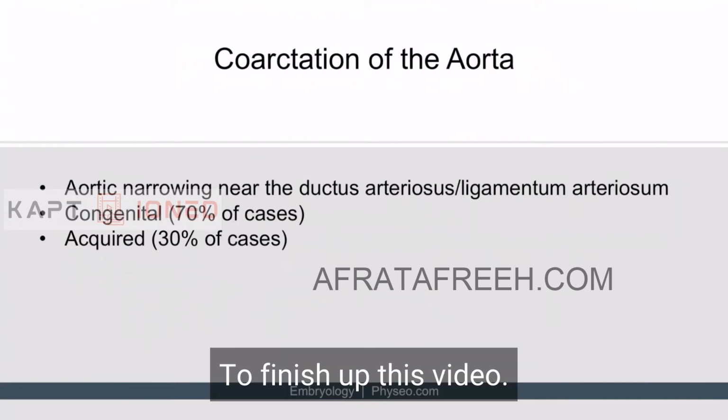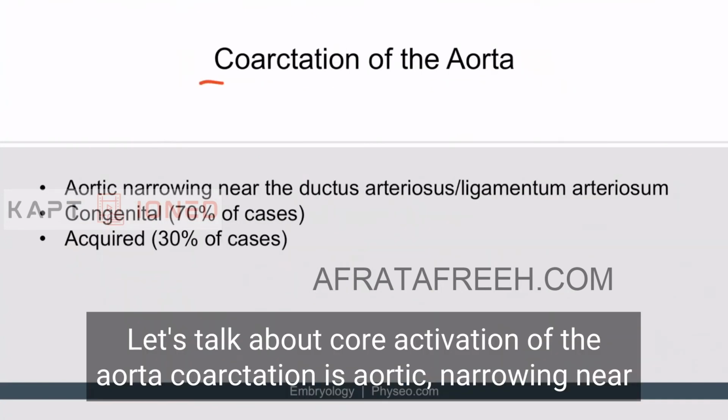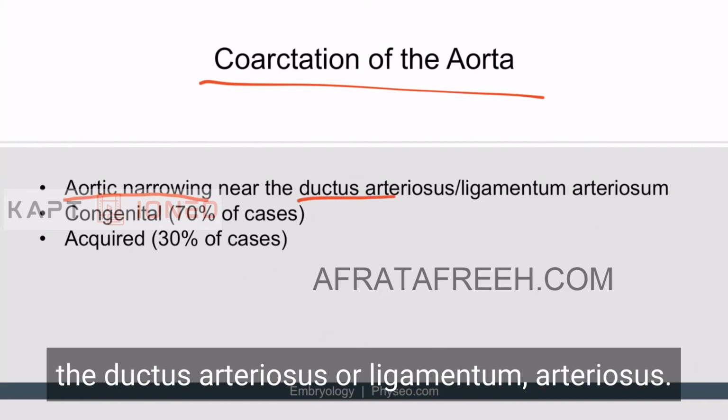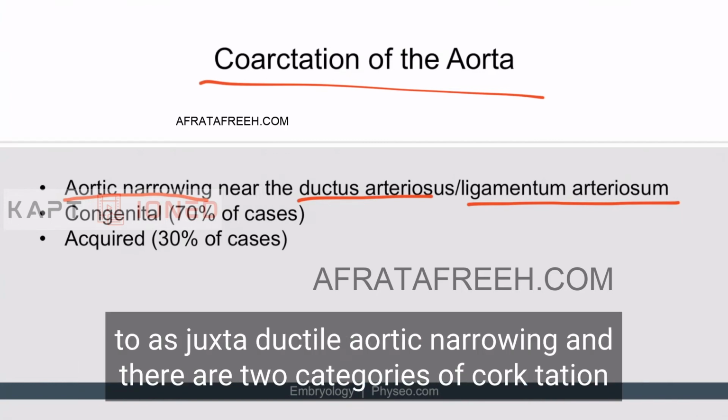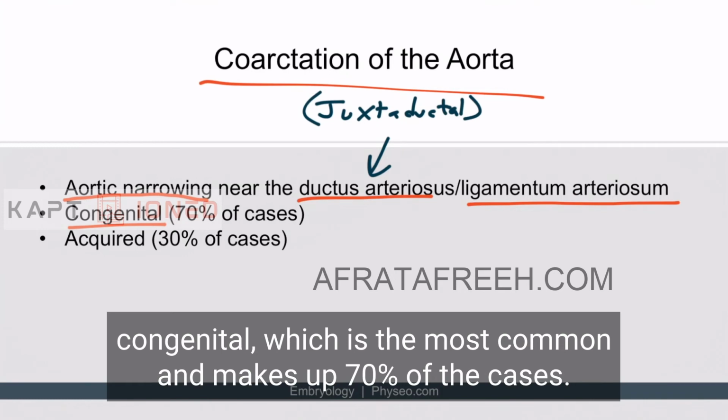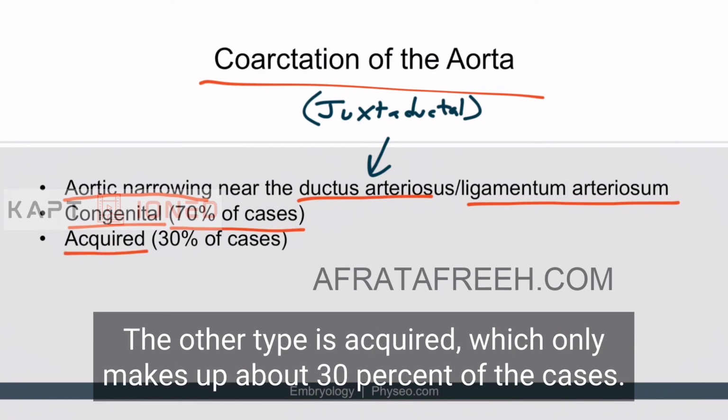To finish up this video, let's talk about coarctation of the aorta. Coarctation is aortic narrowing near the ductus arteriosus, or ligamentum arteriosum, which it eventually becomes. And since this coarctation is so close to the ductus arteriosus, it's sometimes referred to as juxtaductal aortic narrowing. And there are two categories of coarctation: congenital, which is the most common and makes up 70% of the cases. The other type is acquired, which only makes up about 30% of the cases.